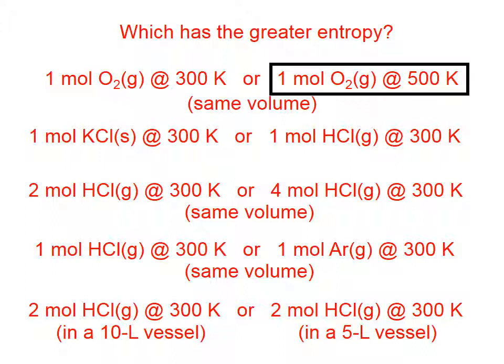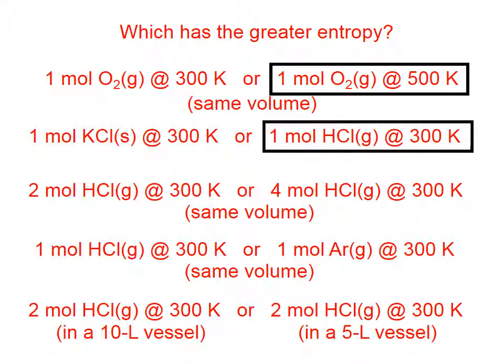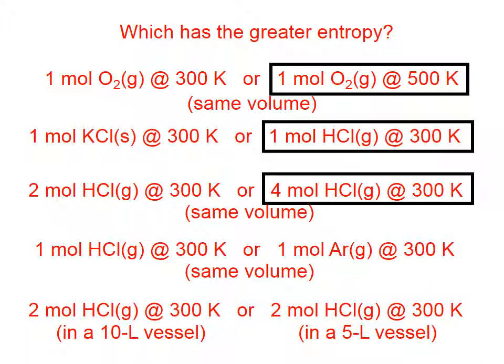How about the next one? 1 mole of KCl, which is a solid, at 300 Kelvin, or 1 mole of HCl gas at the same temperature. Well, here, the gas will definitely have more chaos, more entropy. How about the next one? 2 moles of HCl gas at 300 Kelvin, or 4 moles of HCl gas at 300 Kelvin. 4 moles of gas has more entropy than 2 moles of gas. There are more possible configurations for 4 moles of gas than 2.